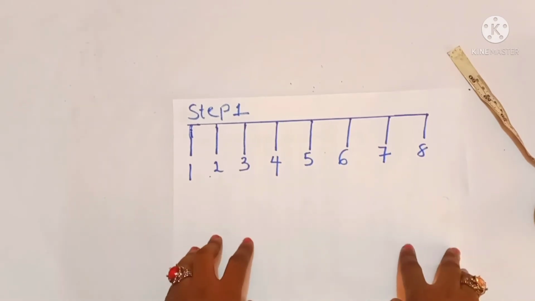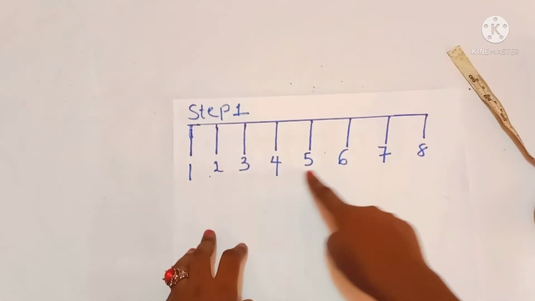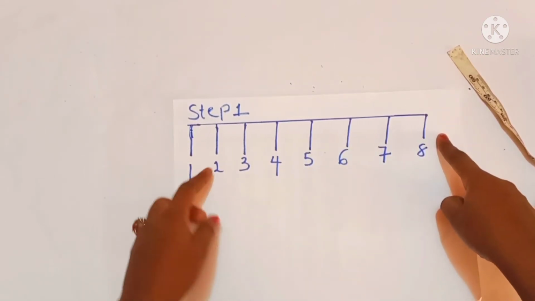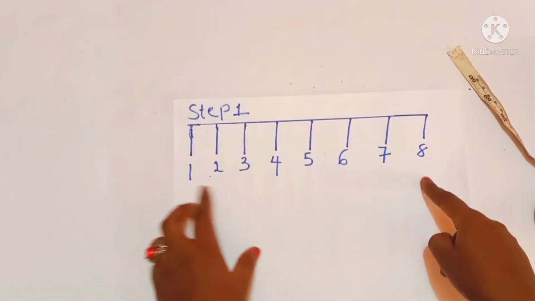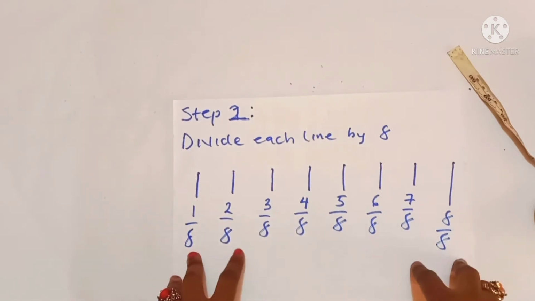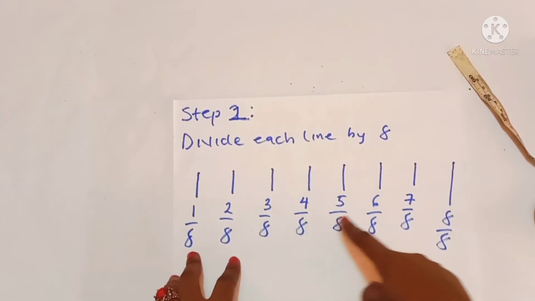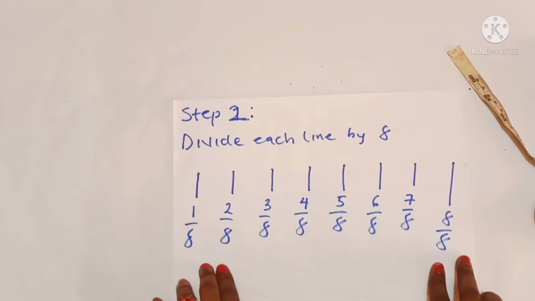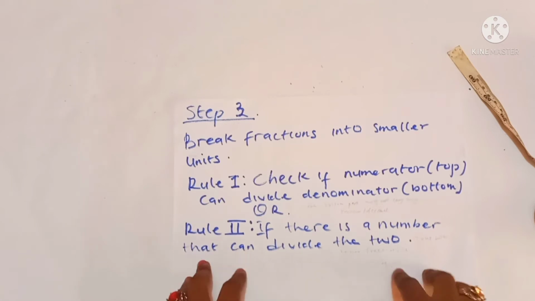So step 1 is to mark out your lines, which are 8 in total, and you label them. And this is what you have. The first line, which is 1, second 2, up to 8. Now step 2, you divide each figure here by 8, which I already did here, as you can see. Step 3 is to break these fractions down into smaller units.